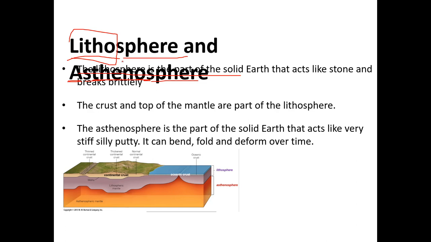Okay, so the crust and the topmost part of the mantle are the lithosphere, and the bottommost mantle is the asthenosphere. Okay. So the asthenosphere is part of the solid earth, but it acts very much like stiff silly putty. It can bend, fold, and deform over time.